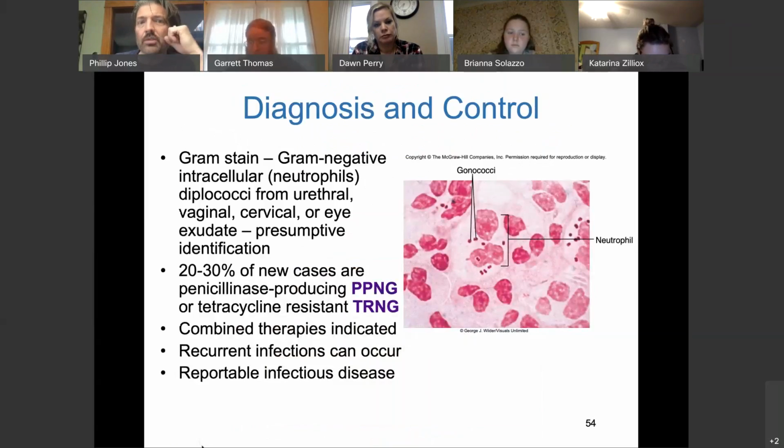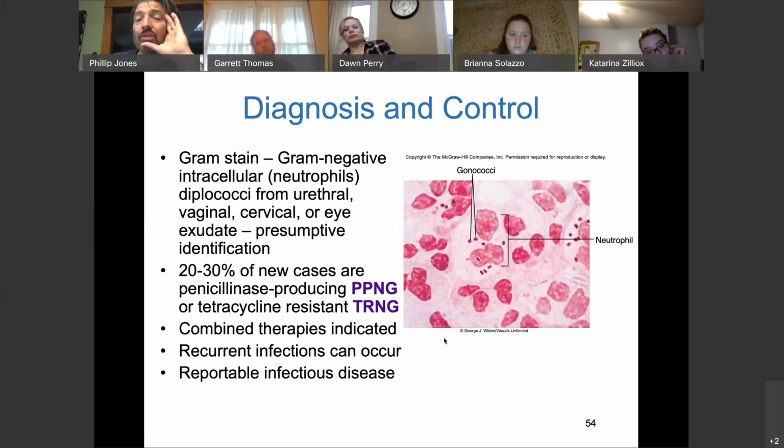All right. For diagnosis, we use the gram stain, but here's the thing: these are literally inside the neutrophil. They're engulfed inside the neutrophil. And we're finding out that 23% of these right now are penicillin resistant, even though they're gram-negative, and they're tetracycline resistant. Tetracycline should pretty much kill anything because it's ribosomal. It should destroy anything.